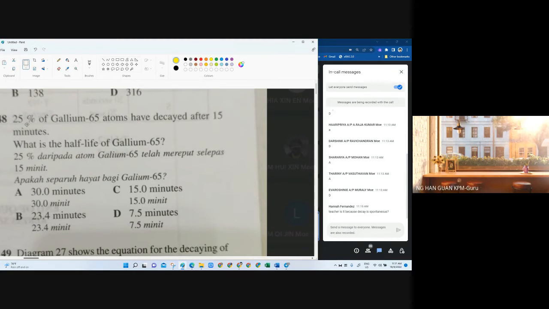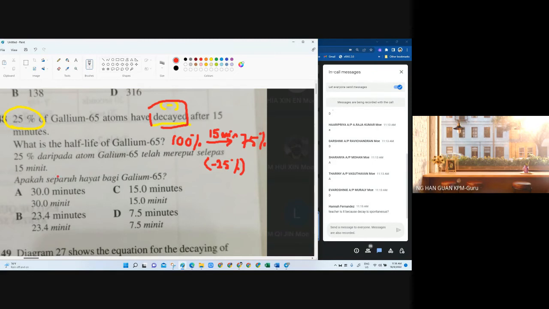So this question told you that 25% of the sample has decayed. Decayed means that it's the one gone, minus. So originally you have 100%. The question told you after 15 minutes, 25% is gone, decayed. So how much do you have remaining after 15 minutes? After 15 minutes, you have 75%.